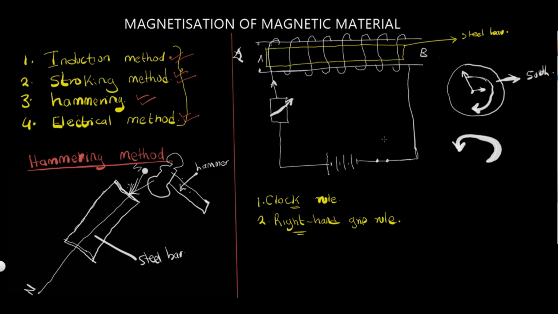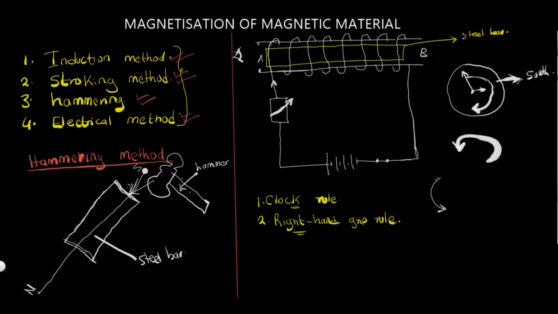So the clock rule states that if one is viewing one end of the bar and the current flows in clockwise direction, then that end is the south pole. So if it is flowing in a clockwise direction, then that end is the south pole. And if it is in anti-clockwise, then that end is the north pole. So the best formula to use is this. You can just draw something like this.